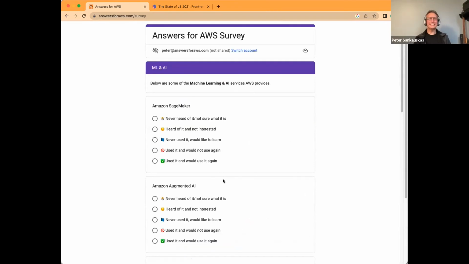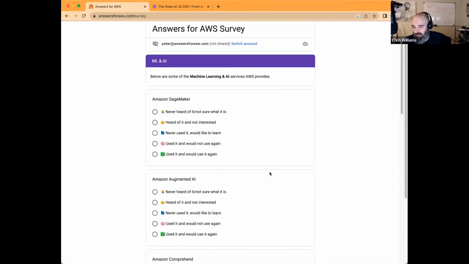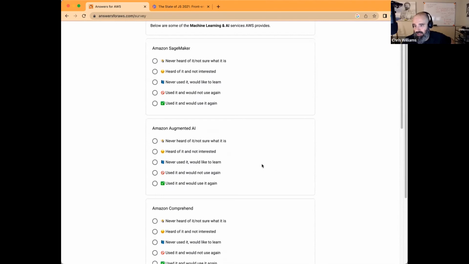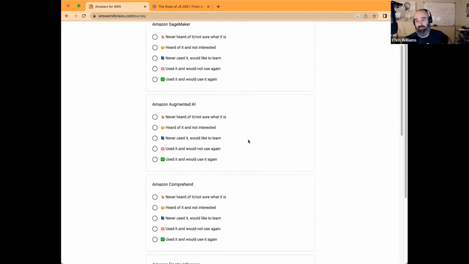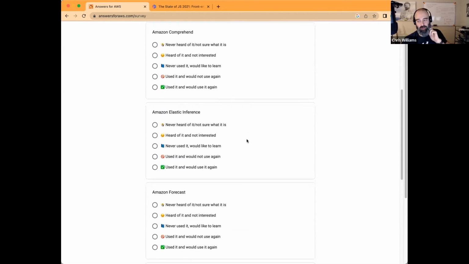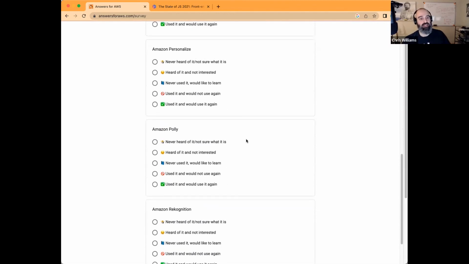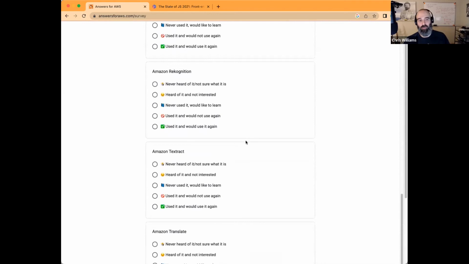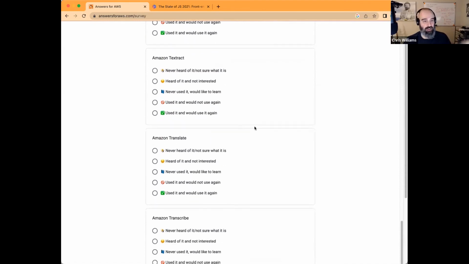All right, AI. Let's see, we've got SageMaker, Augmented AI, Comprehend, Elastic Inference. Anything that you wanted to talk about with these? I'm a big fan of Rekognition from a demo perspective. Getting a picture of a user group and slapping it into Rekognition and seeing the different data points you can extract, like how happy are these people? Oh, they're very angry. Right.